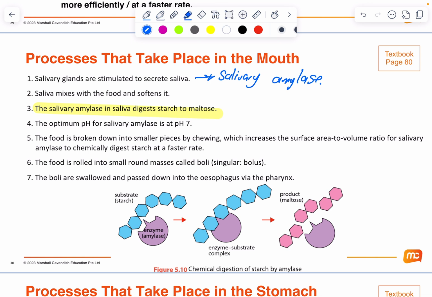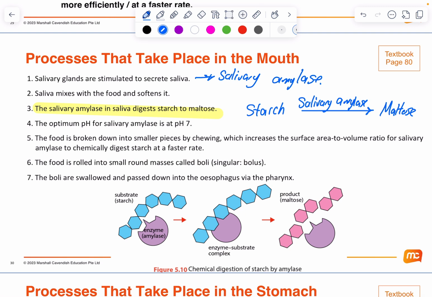One way to easily remember is I usually write it in this form, where I put the substrate first, then an arrow to the end product. In this case, it is crucial that you write the word salivary for this enzyme to indicate where it is produced. Amylase can also be produced in the pancreas. Pancreatic amylase works only in the small intestine, while salivary amylase works in the mouth.